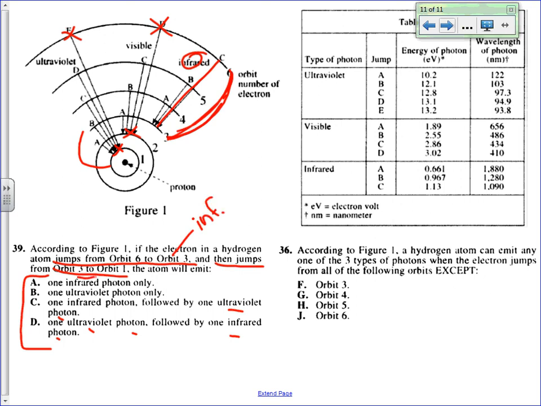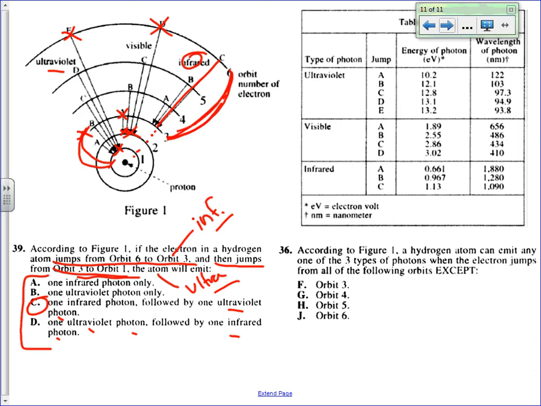Now what about the second part, 3 to 1? Where does it jump from 3 to 1? We see that infrared doesn't even have a jump from 3. Visible has a jump that starts at 3, but it ends at 2. So that's not the one. Ultraviolet has a jump that starts at 3 and goes all the way down to 1. So the second part is ultraviolet. So what would happen? They would release an infrared first, and then an ultraviolet.